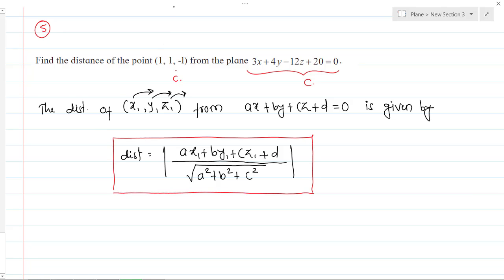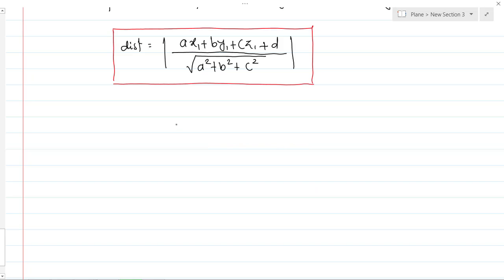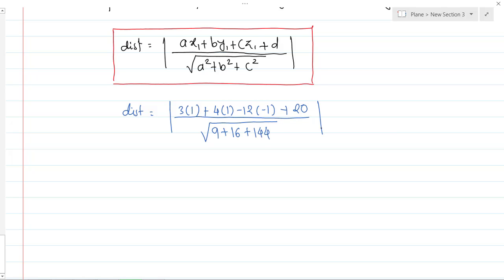Perfect. Now let's try to solve the given question. Let's substitute the values. The distance is equal to mod of 3 into 1 plus 4 into 1 minus 12 into minus 1 plus 20, as it is, whole divided by root of a square, b square and c square. A square is 9, b square is 16 and c square is 144. So this is equal to 3 plus 4 plus 12 plus 20 divided by root of 169.